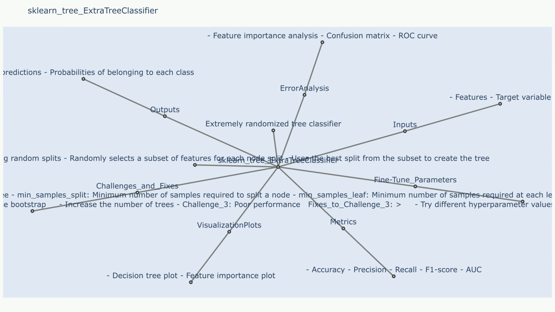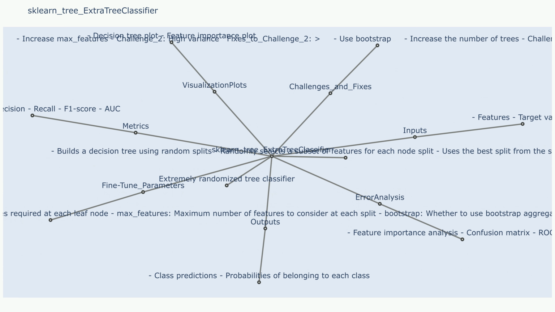Steps. Tree construction. The algorithm creates a specified number of decision trees. Each tree is built on a random subset of the training data and a random subset of features. Splitting criteria. At each node, a random subset of features is selected. Then, the best split among the chosen features is determined based on a criterion like Gini impurity or entropy, aiming to maximize information gain. The split is chosen randomly among the best splits, introducing further randomness.